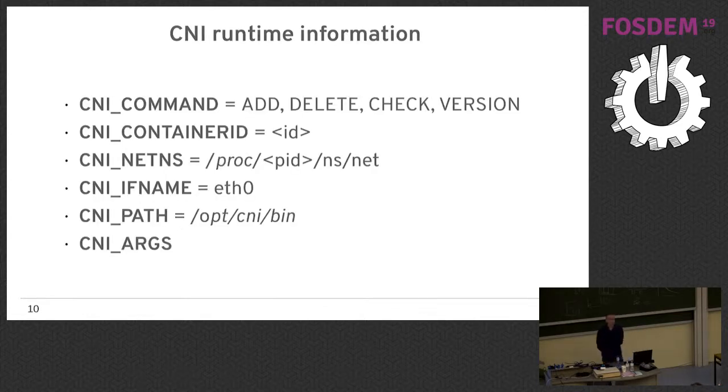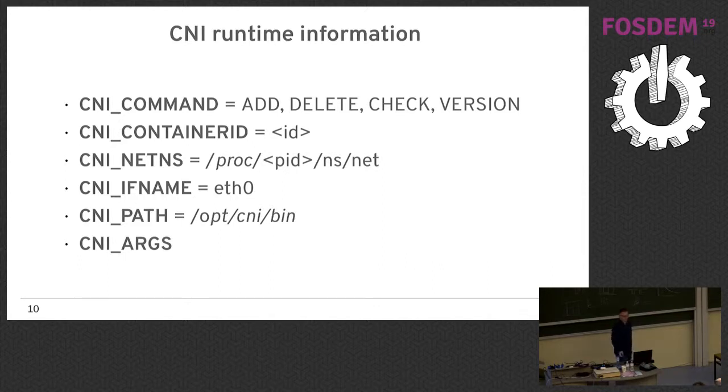The runtime information, CNI command, this is a variable that tells us what the container runtime wants the plugin to do. We have four values: add, delete, check, and version. Add, it obviously means we are adding a container. Delete, we are deleting a container. Check, it's check if the network configuration is okay. And version, this just returns the supported versions.